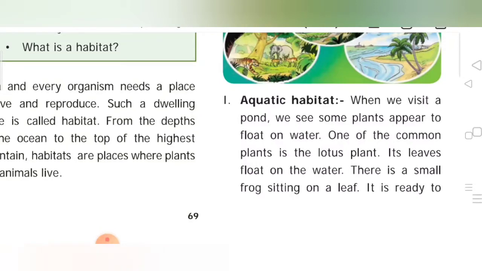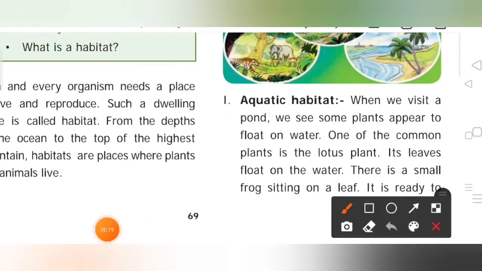According to the types of habitats, we have aquatic habitat. The first one we are going to talk about is aquatic habitat. What is aquatic habitat? Aquatic means water. Aqua means water. So, aquatic habitat. When we visit a pond, we see some plants appear to float on the water.